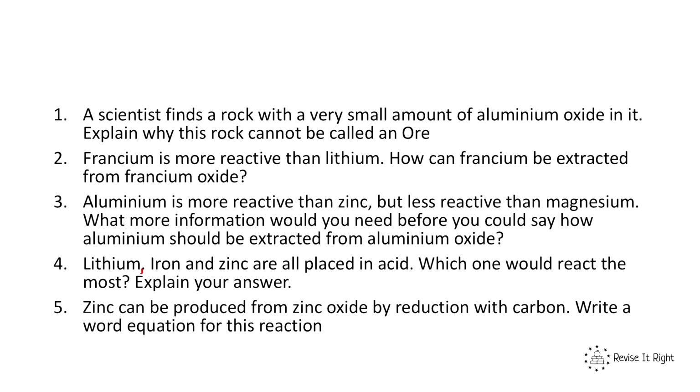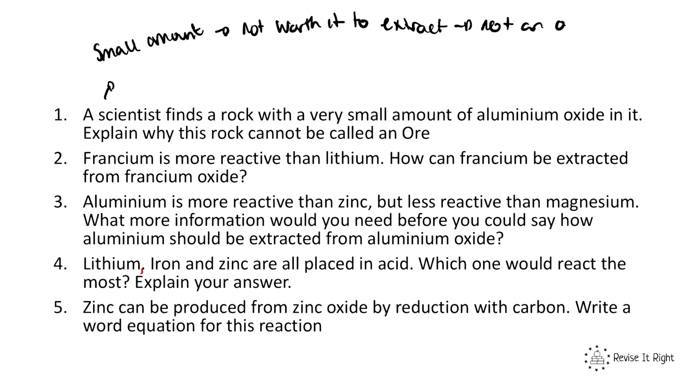Okay, question 1. A scientist finds a rock with a very small amount of aluminium oxide in it. Explain why the rock cannot be called an ore. Because it's got a small amount of aluminium oxide, it is not worth extracting, and therefore it is not an ore. Remember, we describe an ore as something that it's worth extracting the metal from, i.e. it's going to cost less to extract it than the metal is actually worth. If we find a small amount, then that's not going to be the case, so it's not worth extracting, and therefore it cannot be considered an ore.